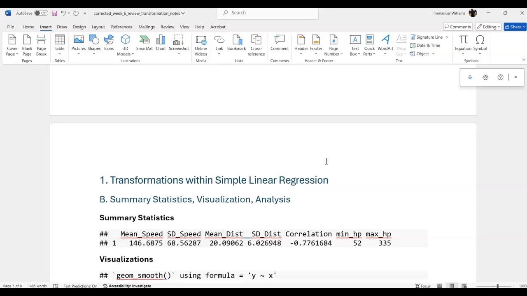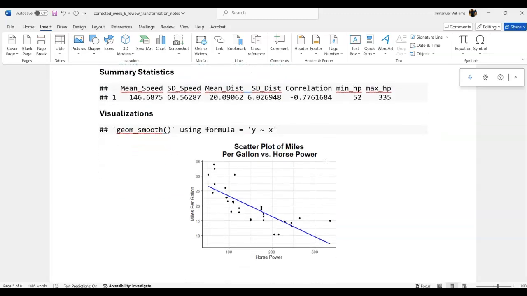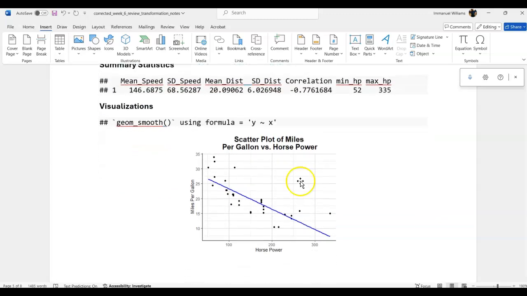So here are the summary statistics for horsepower and miles per gallon. Here's the visualization. But there's an issue. Do you see this blue line? It's the linear line, the line of best fit. Great, fantastic. But there are some gaps. It seems as if there's some type of curvature going on here, right? And that is not ideal. We need a linear relationship, not a logarithmic relationship, right?